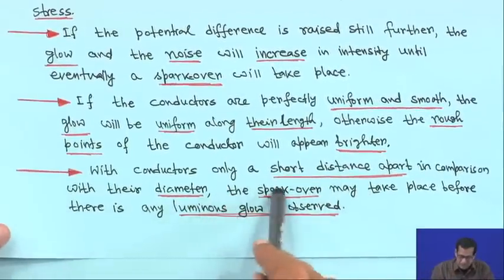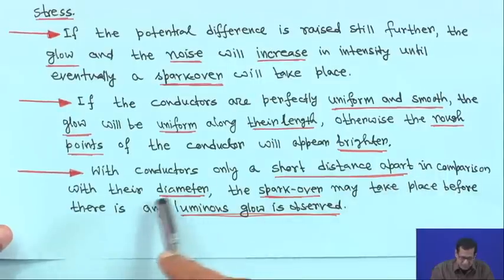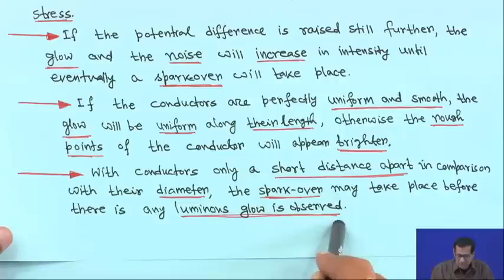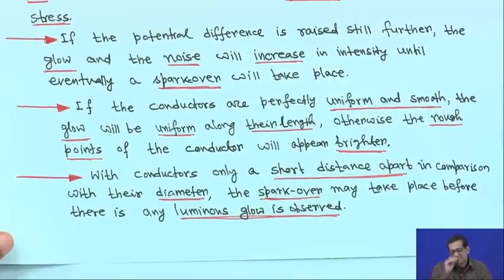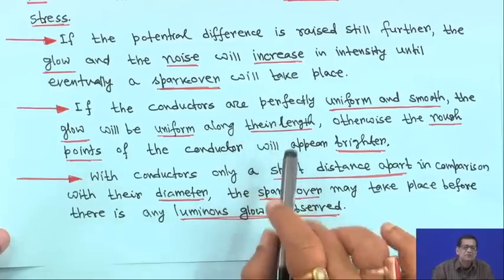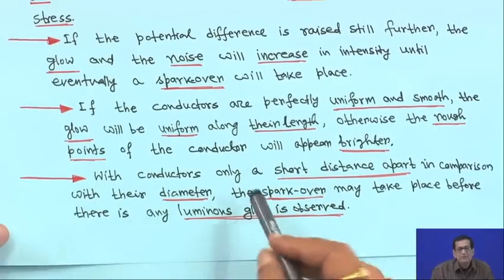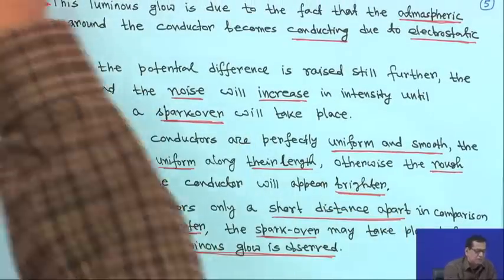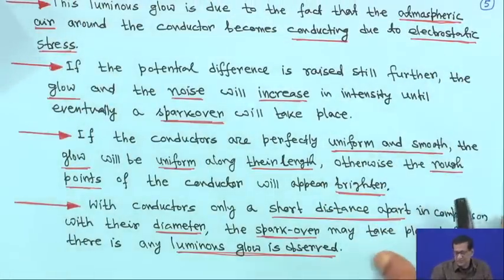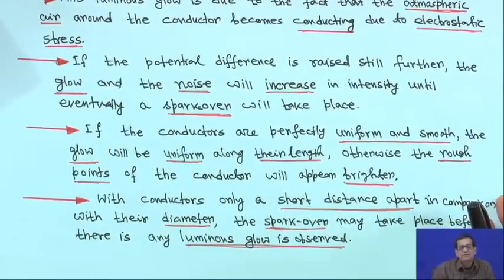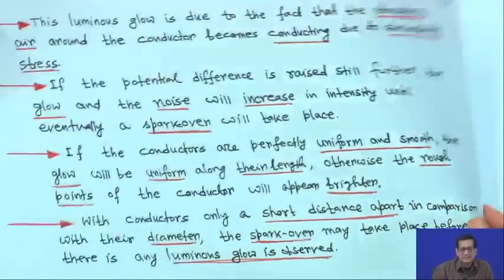So, with conductors only a short distance apart in comparison with the diameter, the spark over may take place before any luminous glow is observed. That means if the distance between two conductors is small compared to their diameter, then before you can observe any luminous glow, spark over may take place. That means if you bring two conductors very close and go on increasing the potential difference, then spark over will take place before you observe anything, I mean, luminous glow or anything, right.